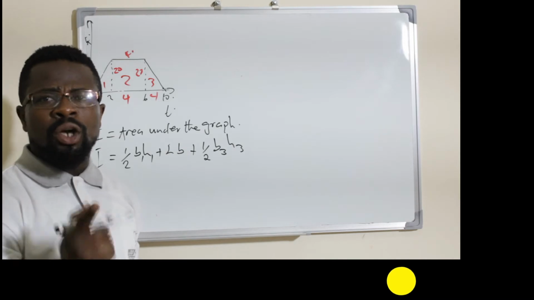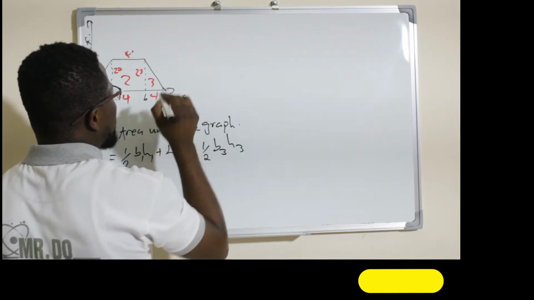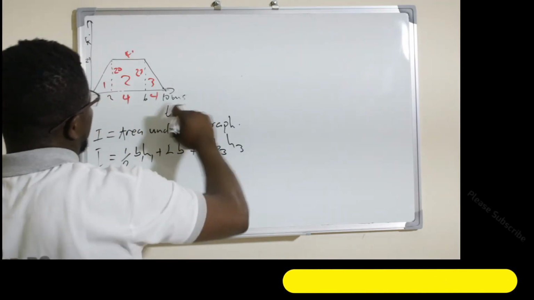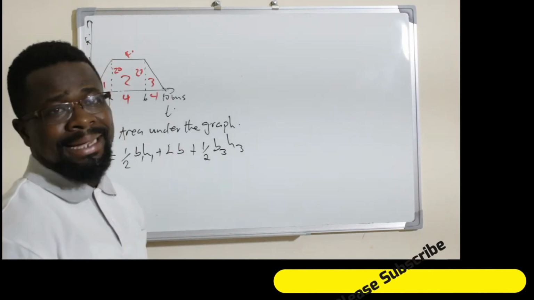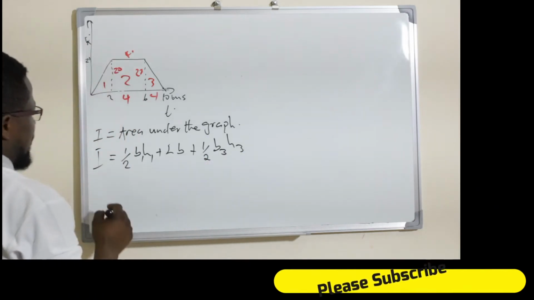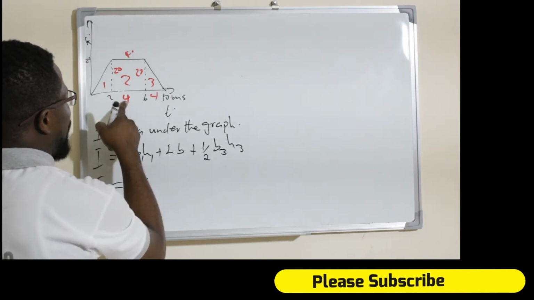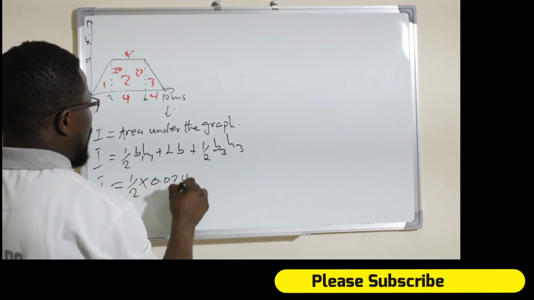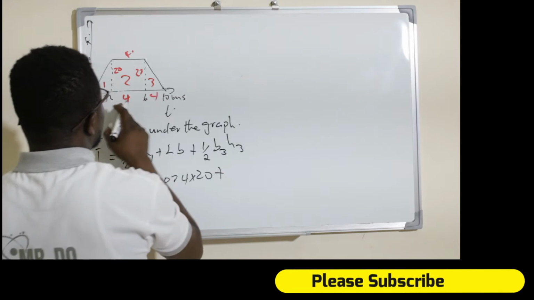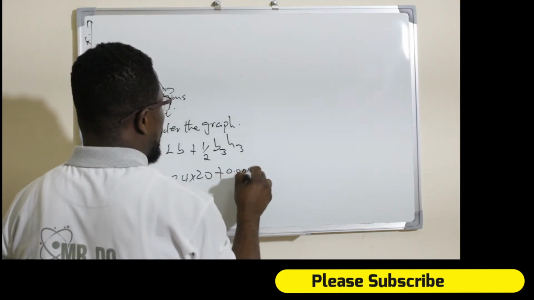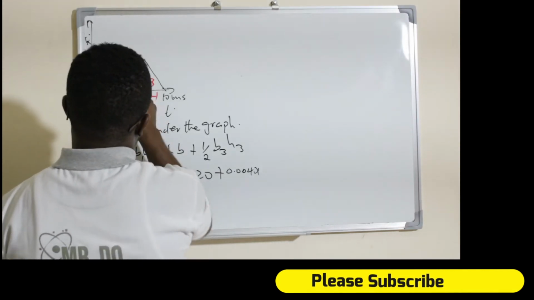But one thing we have to take note of is that there should be a unit conversion, because this was given in milliseconds. So now I'm going to convert this into seconds by dividing the numbers by 1,000. Once I do that, the impulse is equal to half multiplied by the base, which is 4. 4 divided by 1,000 is 0.004, multiplied by the height, which is 20, plus the length, which is 0.004, multiplied by the height, which is 20.